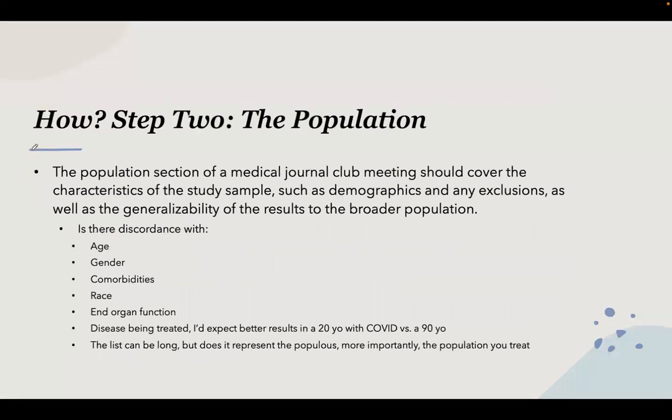Now the population, this is very important. So the population section in a journal club discussion should cover the characteristics of your study sample. And that can be demographics, any exclusions, inclusions. You're trying to generalize the populace. That's what you're trying to generalize.